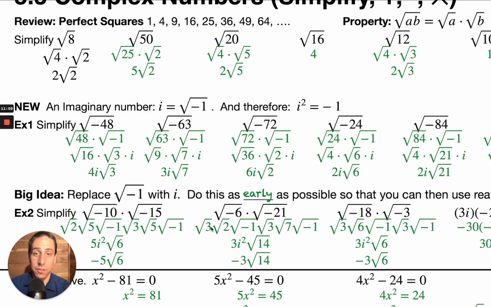Negative 6 goes 3, 2, negative 1. Negative 21 is 3, 7, negative 1. Pairs are 3. The 3 pairs very well, so the square root of 3 times the square root of 3 is just 3. Negative 1, that's i. There are 2 i's, so it's i squared. And then the 2 and the 7 are left over, you get square root of 14. And then negative 3 root 14 is the actual answer. And this is a real number. It's not an imaginary number.